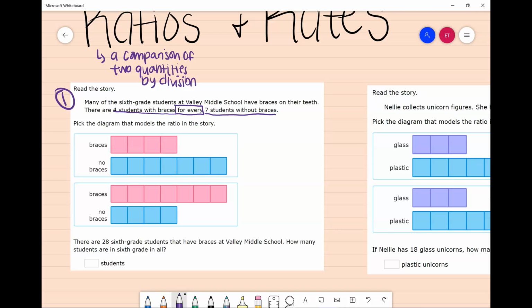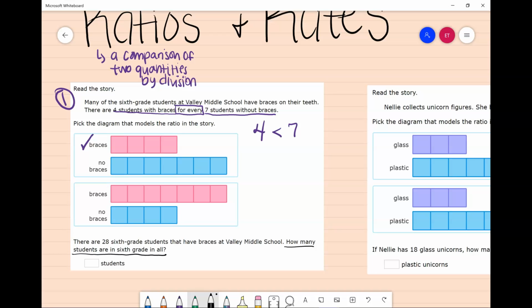So we need to pick the diagram. Well, I know that 4 is less than 7, so braces is going to be less than no braces. So the correct diagram is the first one. My next question says, there are 28 6th grade students that have braces at Valley Middle School. How many students are in 6th grade in all? So I'm going to underline my question. How many students are in 6th grade in all?